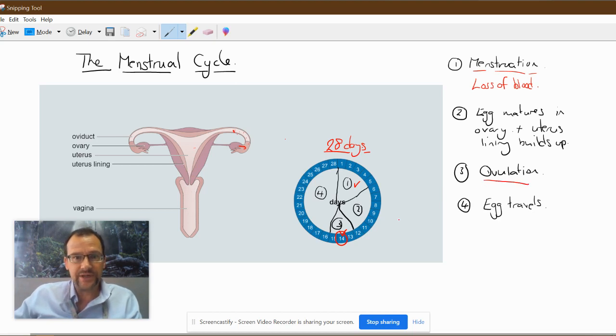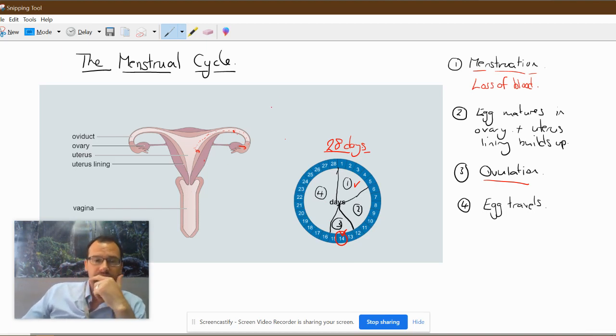So ovulation happens on day 14, after which, from day 14, 15 up to 28, we're looking at the egg, if it's been fertilized, traveling down here and implanting into the side of the uterus. Okay, so that could happen any time between day 14 and 28. If fertilization does not take place, after day 28 the cycle starts again. So we're back to stage one, where we have menstruation.